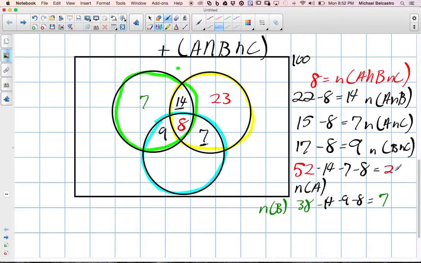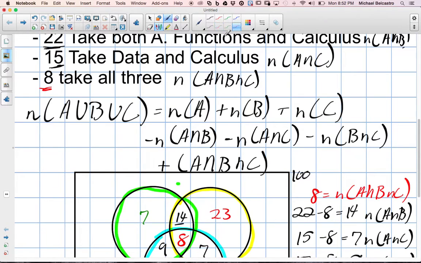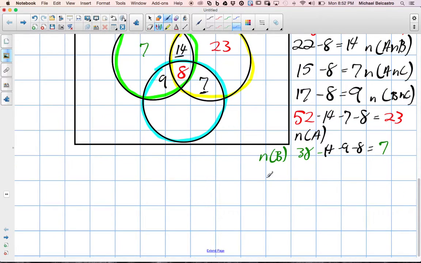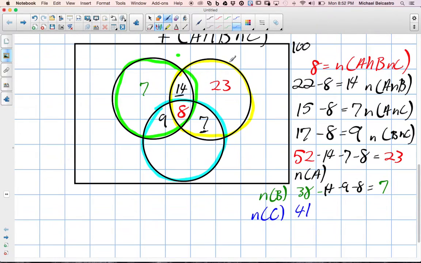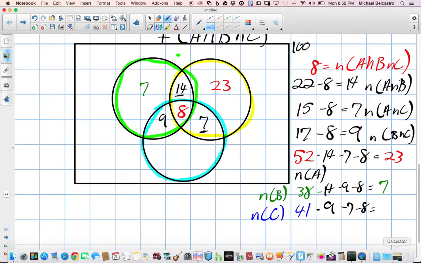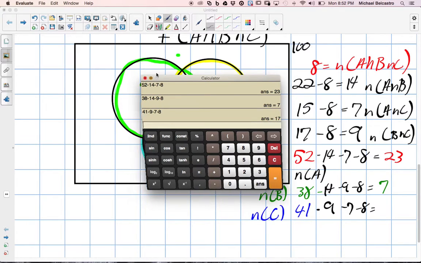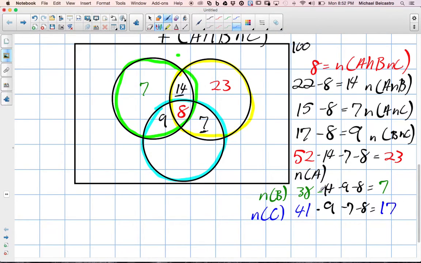There are 23 here. And finally, our last one is our data. There are 41 people taking data. Okay, so set C. 41 people in total in that class. Okay, but we have to subtract the people who are taking both advanced functions and data, so that's our 9. People who take both calculus and data, there are 7, and there's 8 people doing all 3, which is going to leave us with 41, subtract 9, minus 7, minus 8. There are 17 people taking strictly data management. Okay. So that's how you'd set up your Venn diagram.